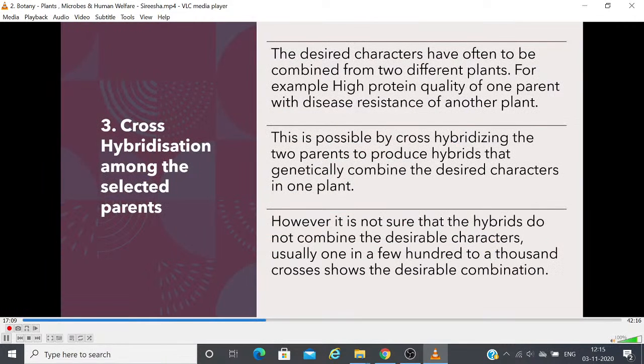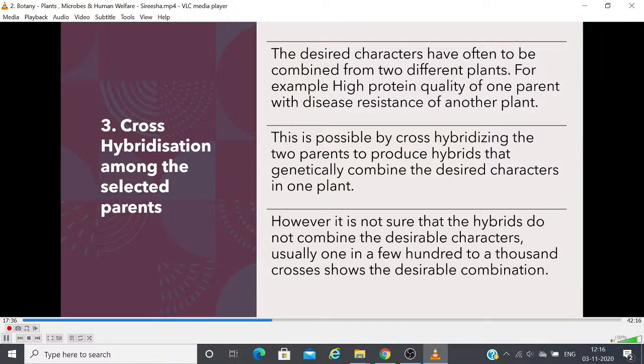And the next step is the cross hybridization among the selected parents. The desired characters have often to be combined from two different plants. For example, high protein quality of one parent with the disease resistance of another plant. So, two types of plants are selected. One is very good at protein and the other one can tolerate the disease. That is, it is a disease resistant plant.